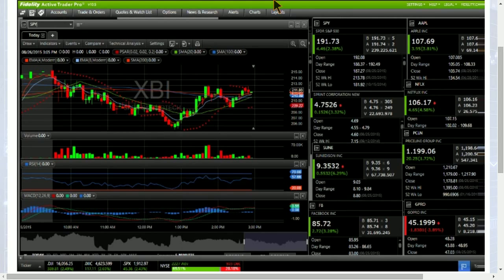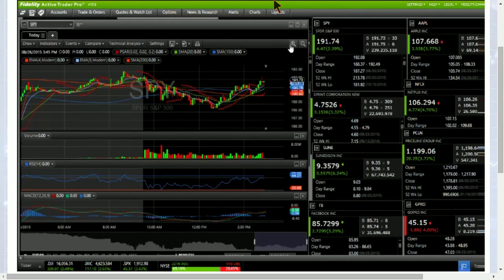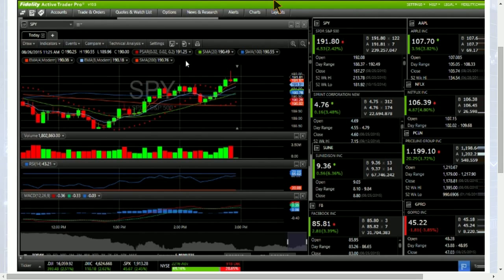Let's see what we got with SPY here. Not confirming the bearish reversal just yet. We've got 5 minutes left to go here though on this candlestick, so a lot of time for things to change. So watching this candlestick closely to see if we're going to head back down a dollar drop to 190.76.